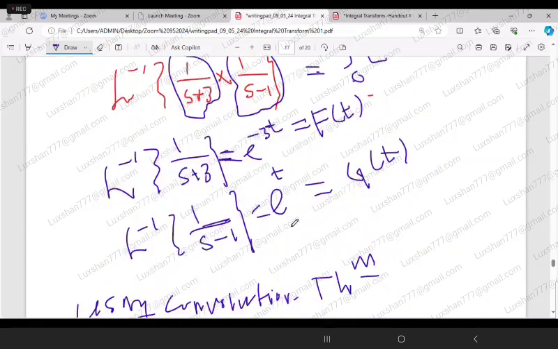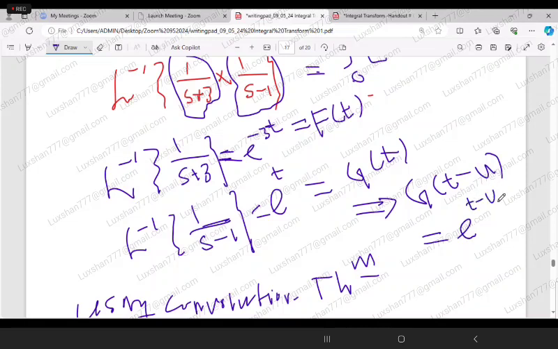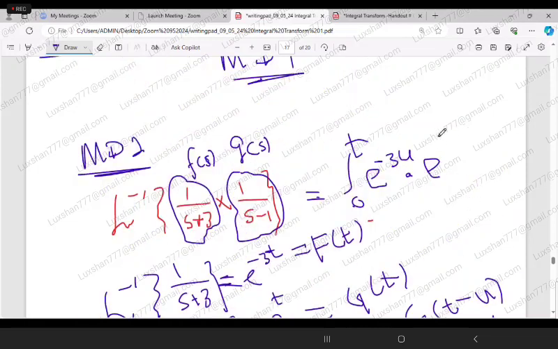from this one you can write g(t minus u). Wherever you have t, you have to replace it by t minus u. So g(t minus u) is e to the power t minus u. So you can put it like e to the power t minus u into t. So if you simplify this one, this is e to the power minus 3u, e to the power t minus 3u.